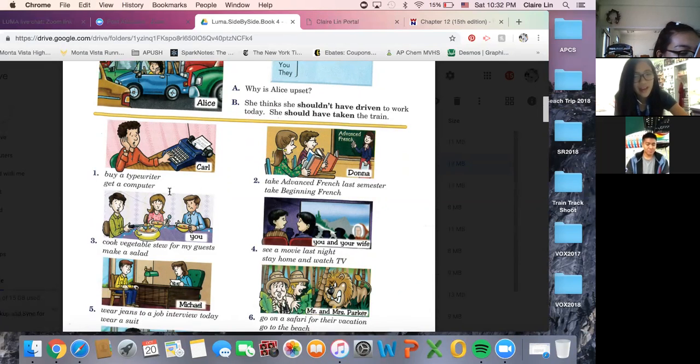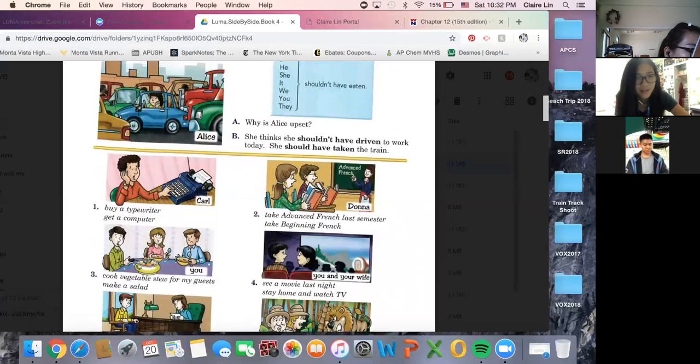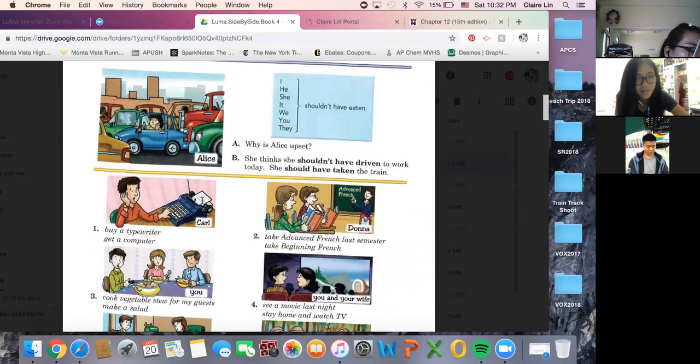They have the subject in the corner, a name over here. That's the name they want you to use. Did Carl buy a typewriter? I think they want us to use buy a typewriter in the sentence. So Carl shouldn't have bought a typewriter. Carl should have gotten a computer. You can just construct a random question since they don't really have one.